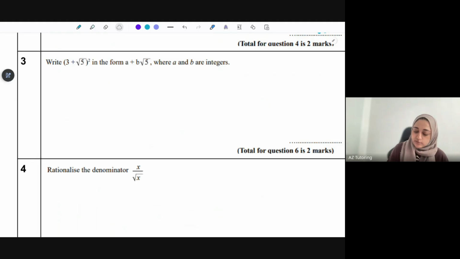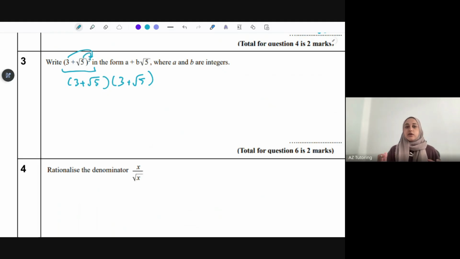If you want to see the grid method or the FOIL method, remember (3 + √5)² is (3 + √5) times (3 + √5). A common mistake students make is they'll say, oh, 3 squared, which is 9, and then √5 squared is 5, and then add them together. That's wrong. It's a bracket times another bracket.